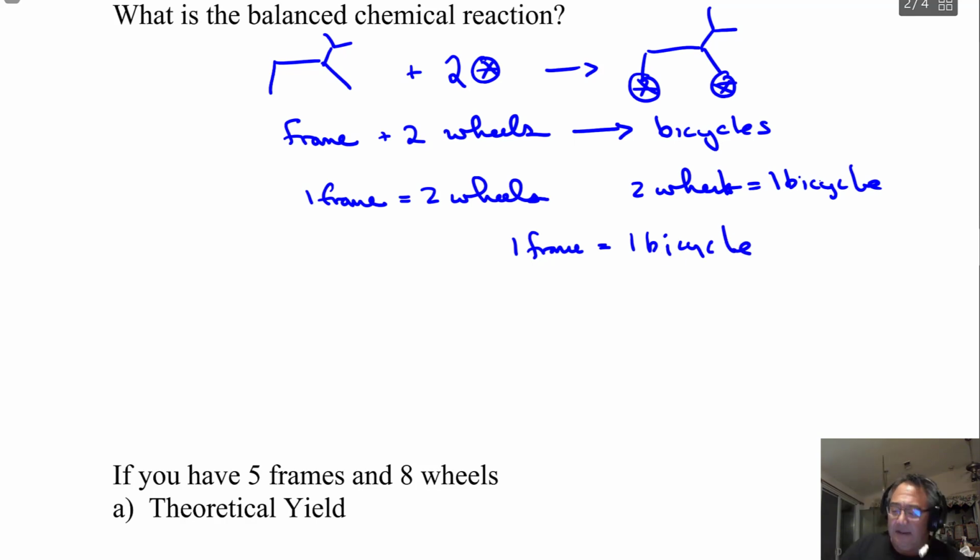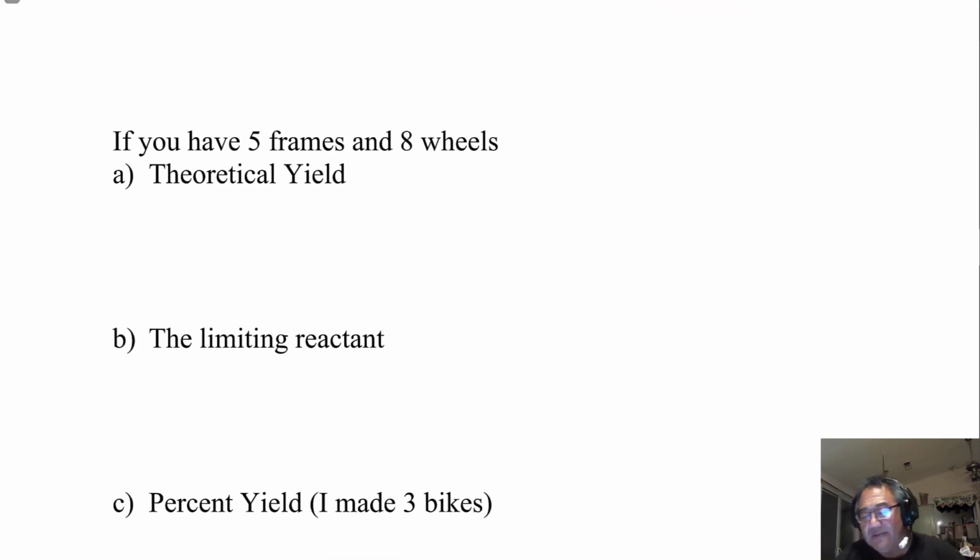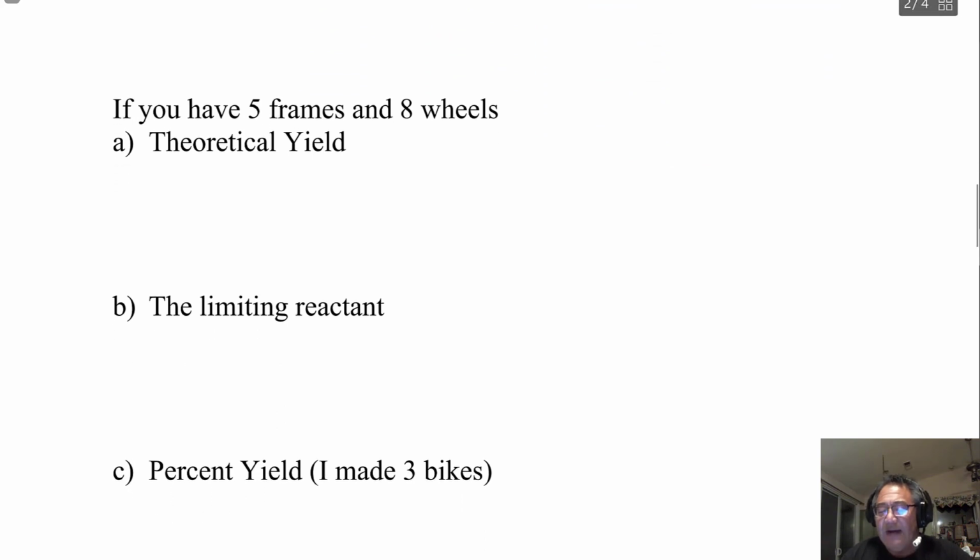Now, here's the thing. I'm going to try this on you, and let's see how you do, okay? Now you're going to have to remember that balanced reaction. You have 5 frames and 8 wheels. Now I'm going to pause it for just a second, and I want you to tell me how many bicycles you could make.